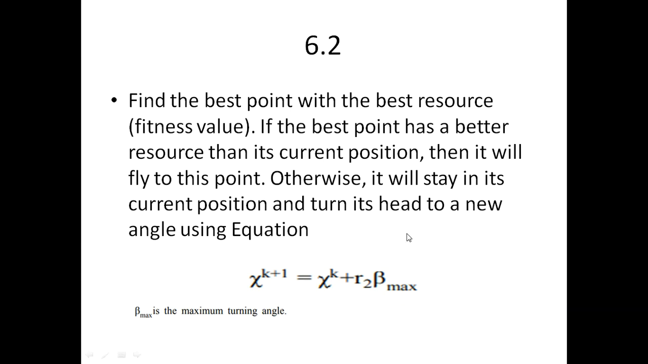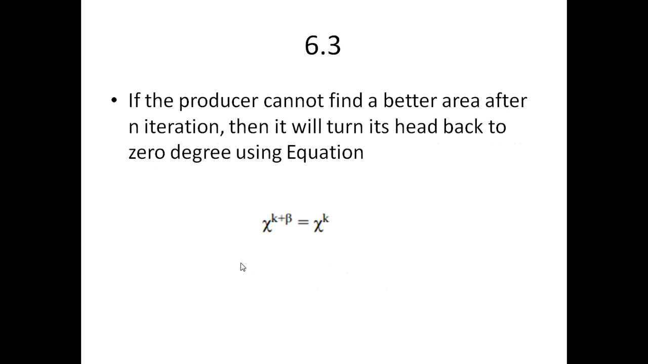That equation is xk+1 equals xk plus R2 beta max. Here R2 is again a random number, and beta max is the maximum turning angle that will be added to the current head angle of that member, and we get the new head angle of that producer. Now, if the producer cannot find a better area after n iterations, meaning we have iterated the loop and didn't find any better source, then it will turn its head back to 0 degree using the same equation.